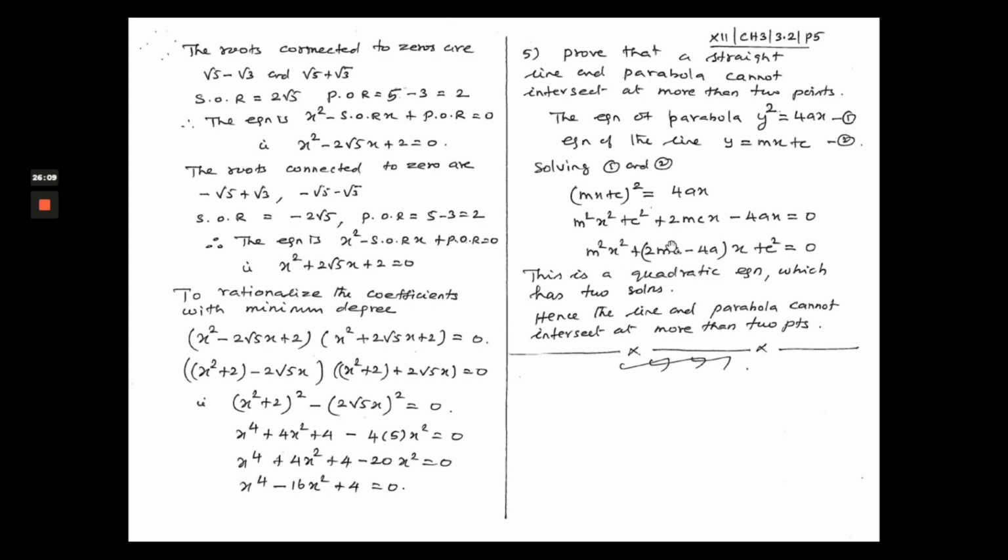This is a quadratic equation, x squared term, x term and constant. This is a quadratic equation which has only two solutions. Hence the line and the parabola cannot intersect at more than 2 points. Here only two solutions are there, so the line intersects the parabola at only 2 points, not more than 2 points.